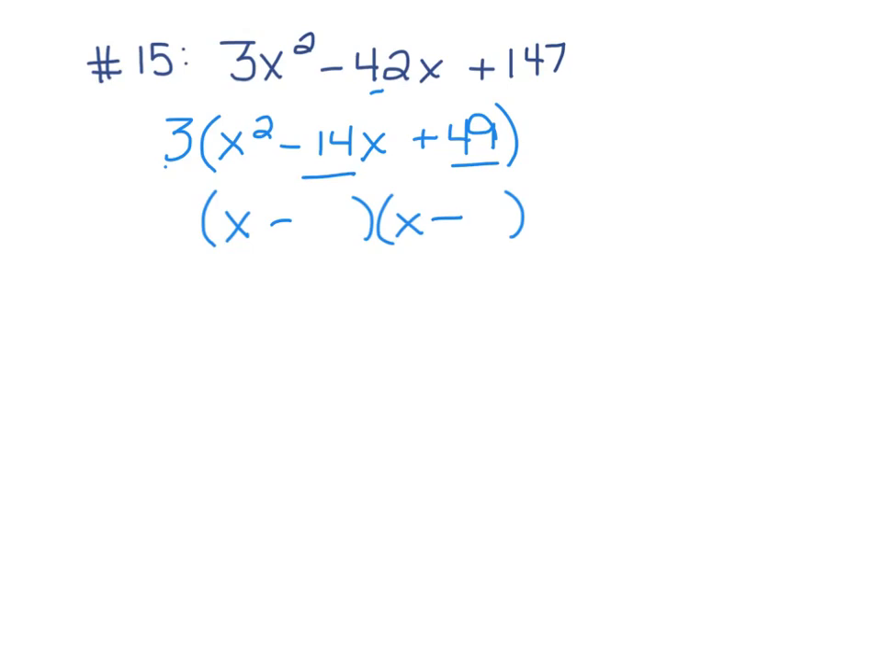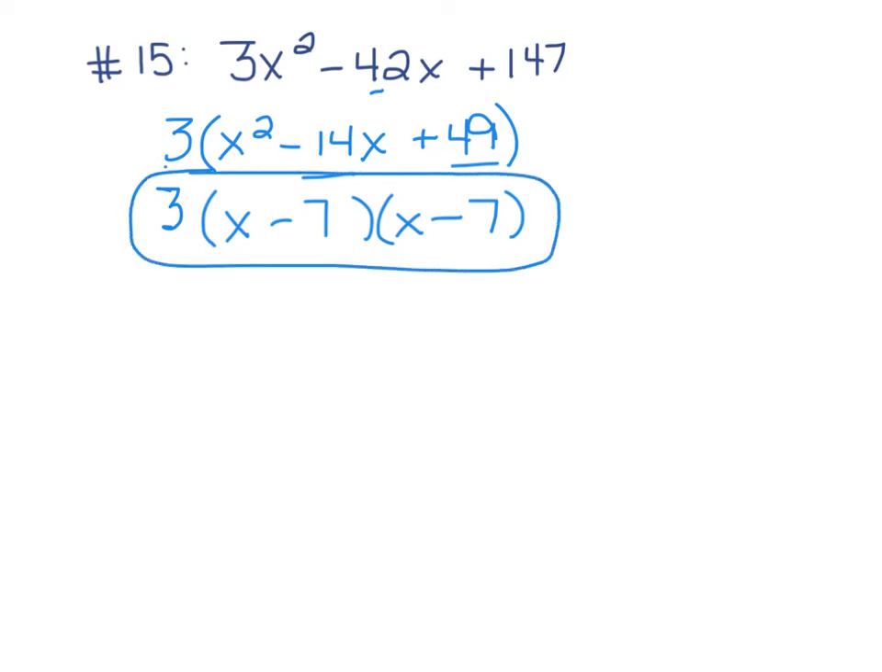What jumps out at me right away as multiplying to 49 would be 7 and 7. And those would also add to give you that negative 14. And then just bring down your 3. So this one would have worked if you had started it a different way, but it would have taken you a lot more steps to get there. This is really just my answer.